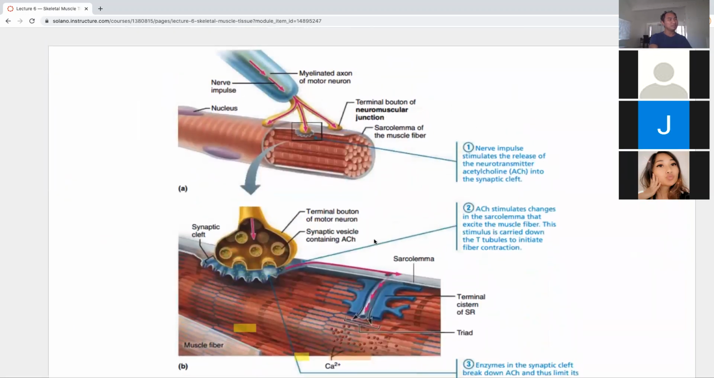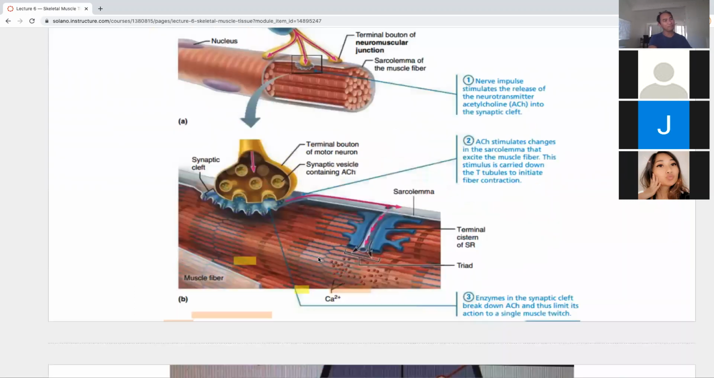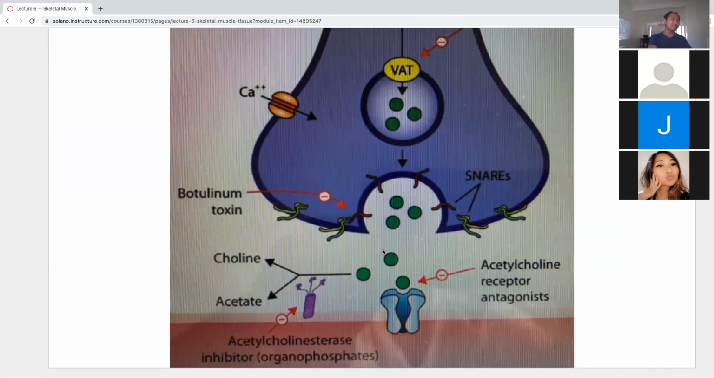So this is the joining site between the terminal button and the muscle. Yeah, this is what's happening. Acetylcholine. Don't forget acetylcholine, which is released from the terminal nerve endings. It will come in, interact with the acetylcholine receptor, and it will cause the muscle contraction.